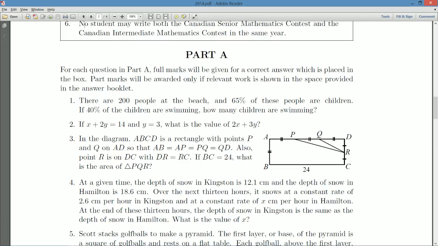Part A, question number 1. There are 200 people at the beach, and 65% of these people are children. If 40% of the children are swimming, how many children are swimming? Okay. This seems like a job for a calculator, but we can also do this just with the basic definition of what percentages are.